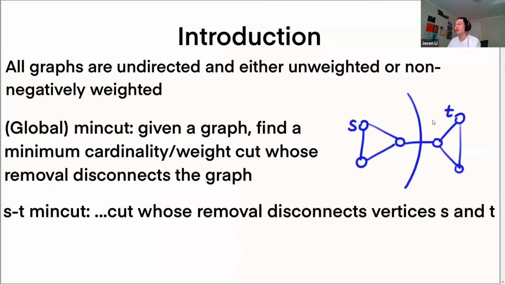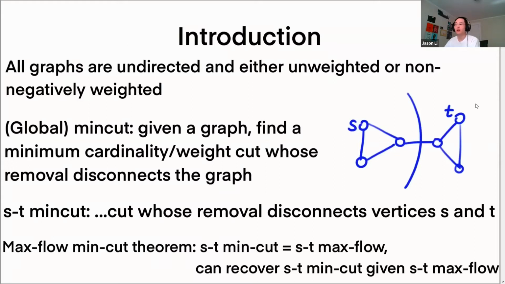For example, for this graph here, this cut denoted by just this single edge, whose sides are the left and right, has size 1. It's a min ST cut and also a min global cut. A well-known theorem for ST min cuts is that for any S and T, the ST min cut equals the ST max flow. And moreover, given an ST max flow, we can recover the ST min cut. So to solve ST min cut, it suffices to solve ST max flow.